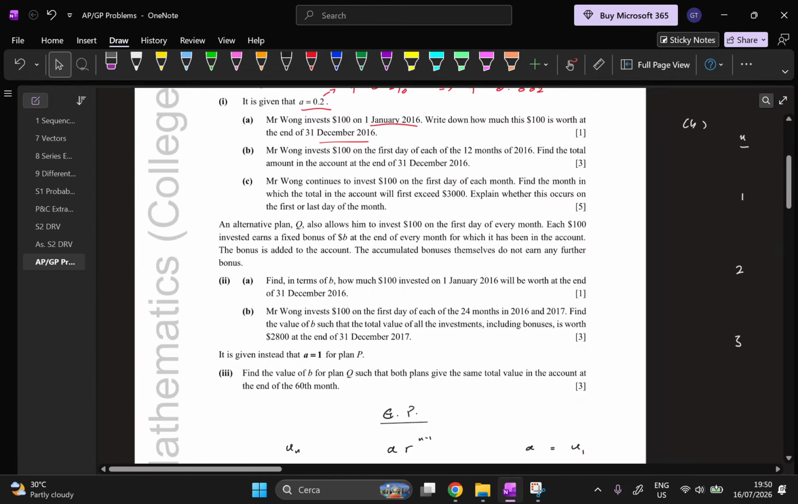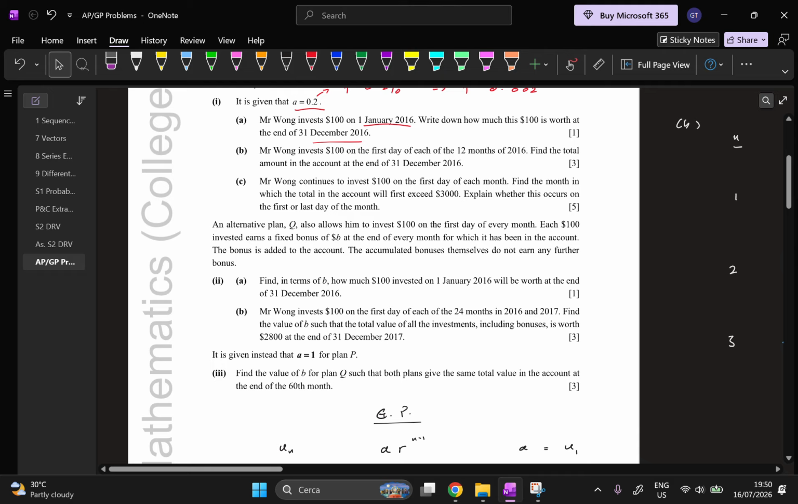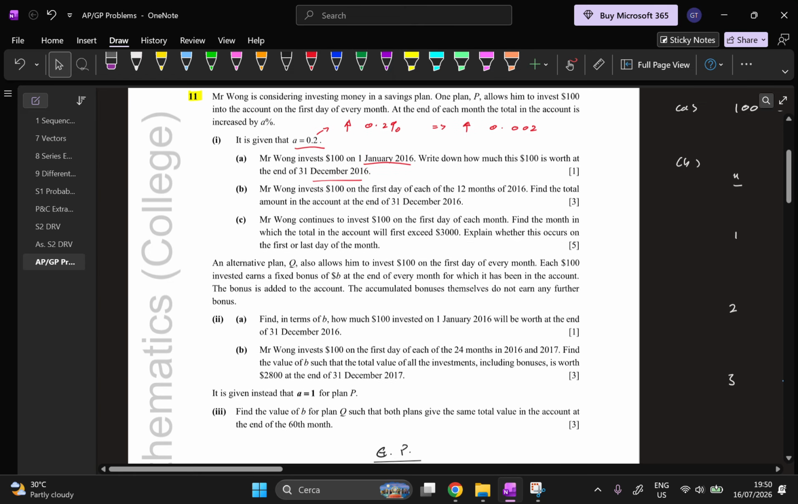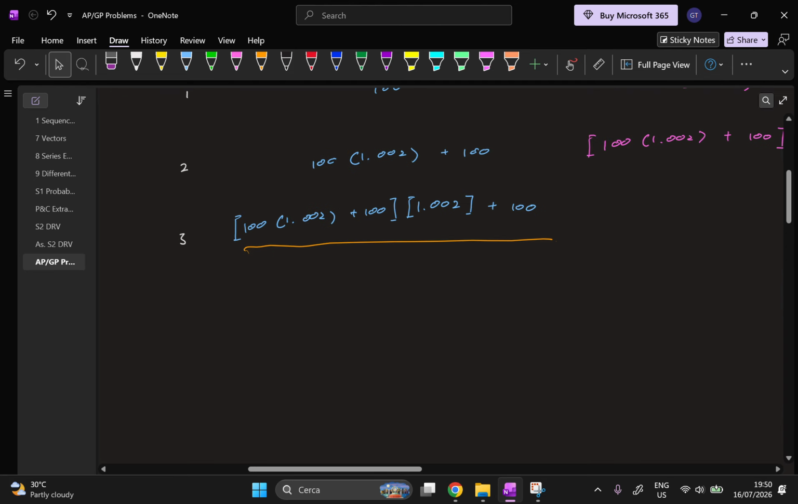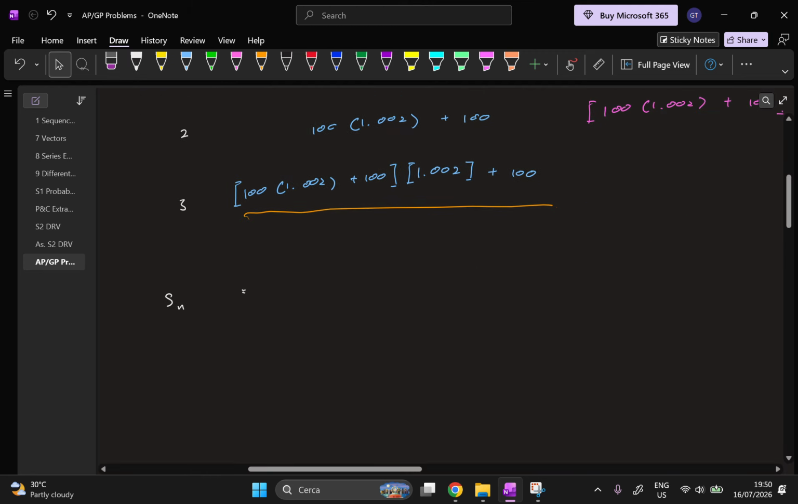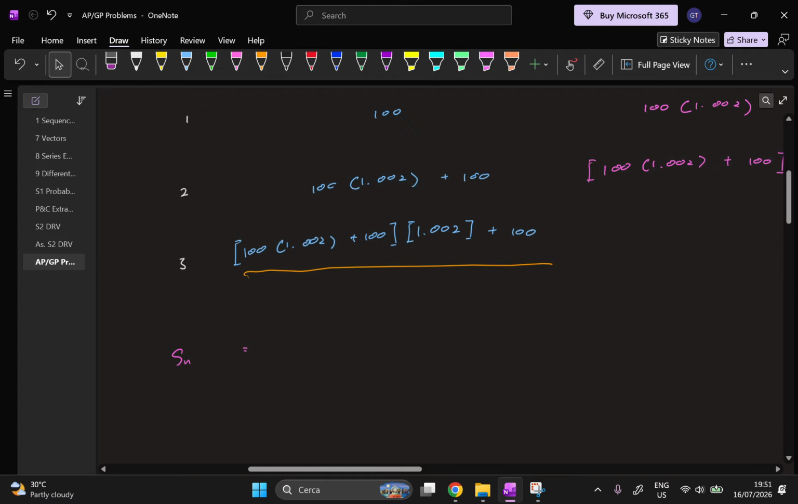So the question wants, find the total amount at the end of 31st of December. So December 2016 means I want what? The 12th month, right? n equals 12. So I need to sub in n equals 12 somewhere. Okay, let's try. So from here, we can generalize that, you see, right? If I can factorize my 100 out, right? So they want the amount at the end. It's the one in pink, right? Yeah, it's the one in pink. Okay, so last day, let it be Sn.